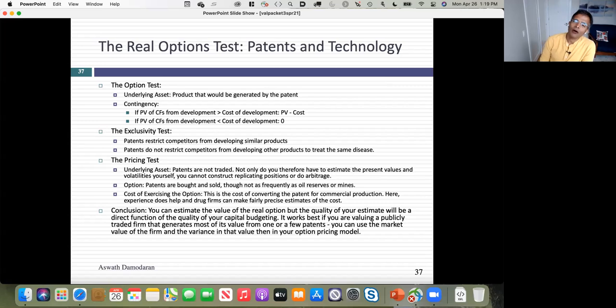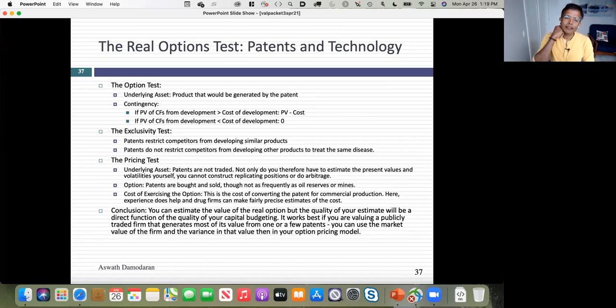So you can see how patents, licenses might be options, but let's put them through the test. First, is there an option? Clearly, there's that payoff diagram, there's a kink around the exercise price. Clearly, it passes the test. And the contingency is you convert the patent into a drug only if the value of the cash flows exceeds the cost of developing the patent.